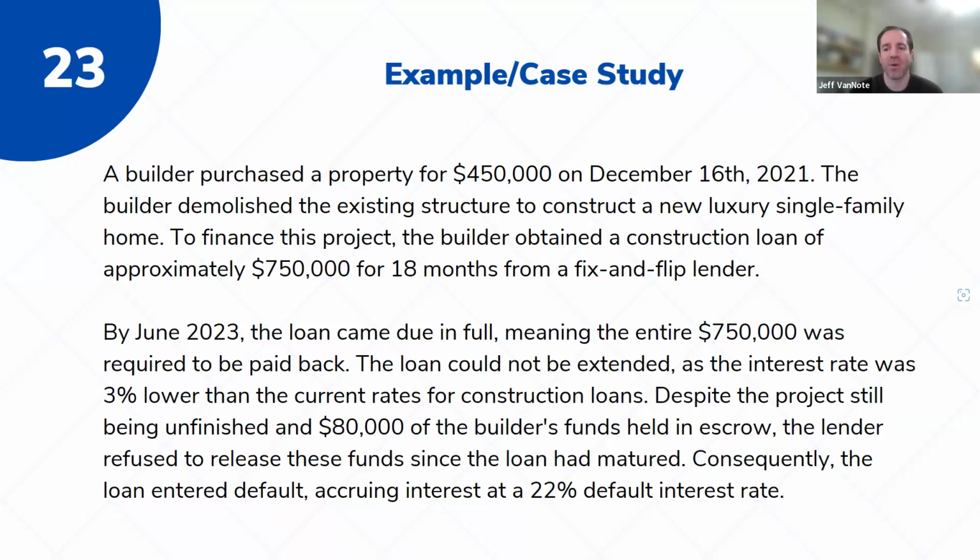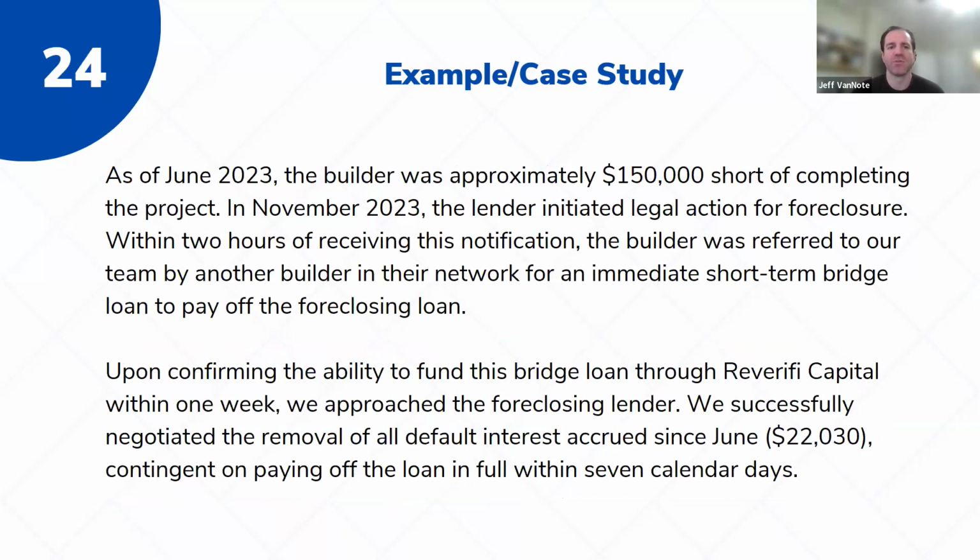This loan could not be extended as the interest rate was 3% lower than current rates for construction loans. Despite this project still being unfinished and $80,000 being left in the builder's funds in the escrow account, the lender refused to release these funds since the loan had matured. Consequently, the loan entered into default, accruing interest at 22%. As of June of 2023, the builder was approximately $150,000 short of completing the project.